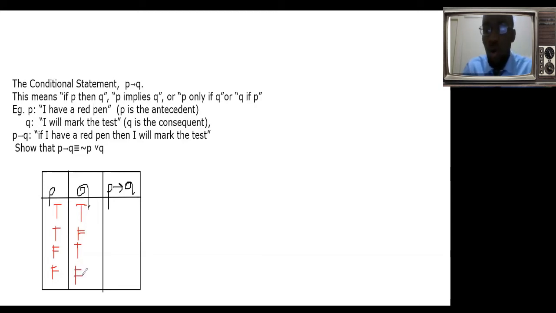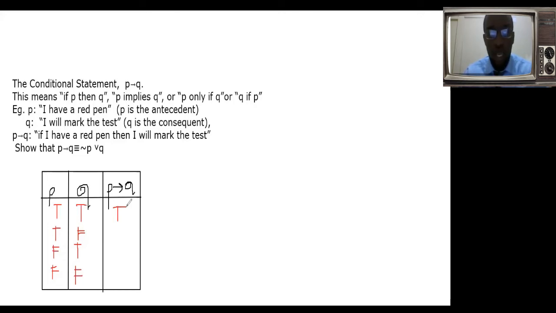Now look how we determine the truth table of a conditional statement. So P implies Q. Remember, this is Q if P. So P is I have a red pen, then I mark the test. So true, true, then I have a red pen and I did mark the test. And so P implies Q must be true because I kept my promise. What was my promise to you? I said if I have a red pen, then I will mark the test. So right here P is I have a red pen, which is true, and Q is I mark the test, which I did. And so P implies Q is true.